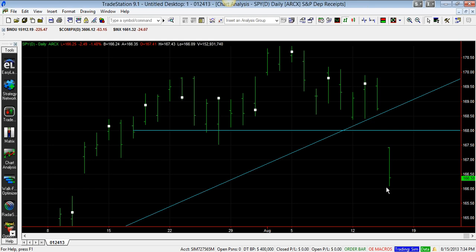Finally, we broke support. So now what I'm looking for is old resistance becomes new support, old support becomes new resistance. So these are support lines here. So these support lines, will they become resistance? So I'm looking for maybe resistance in the S&P up here.